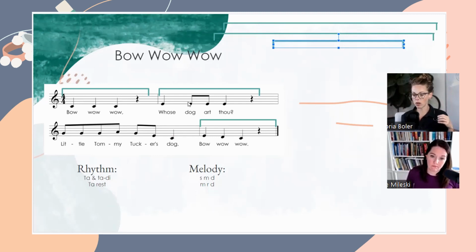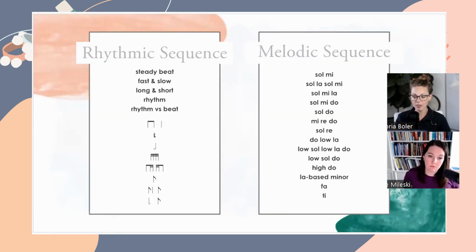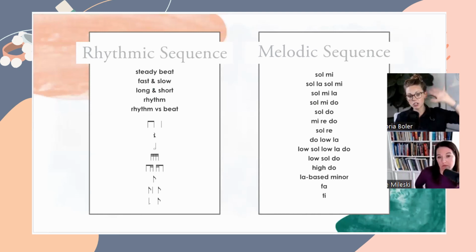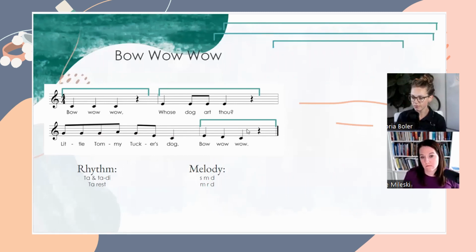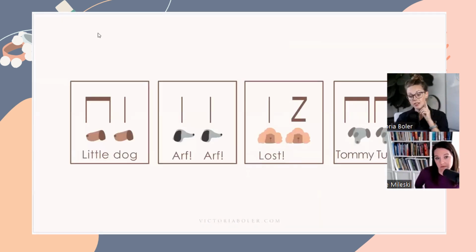I can also work with "whose dog art thou?" Because Toddy right here, if we recall from our rhythmic flow, Toddy is a known element, which means I can consciously compare it to this new element, which is our beat without a sound. And then bow, wow, wow is the same there at the end. So if I have those that I can pull out and extract, that means that I can do other things with them, like apply them to a different context, such as little dog, arf, arf, lost.